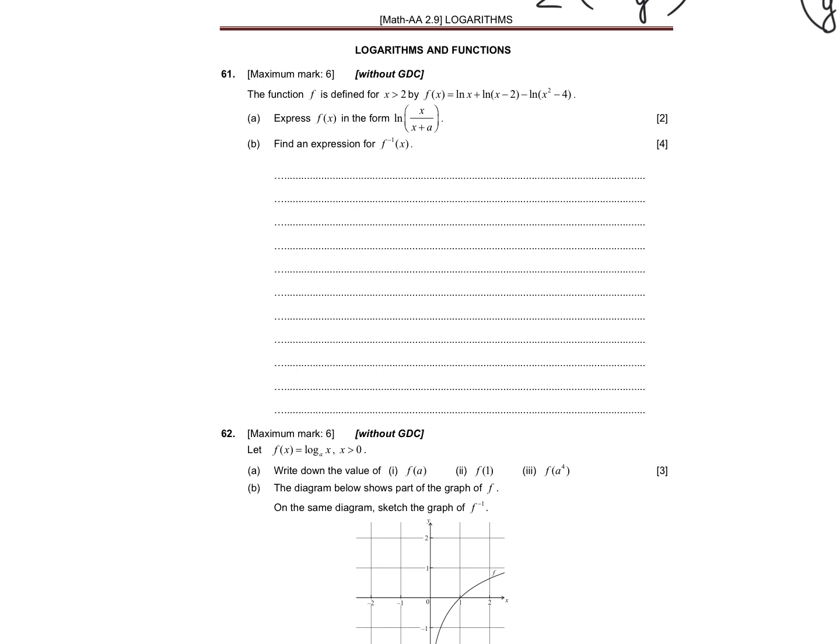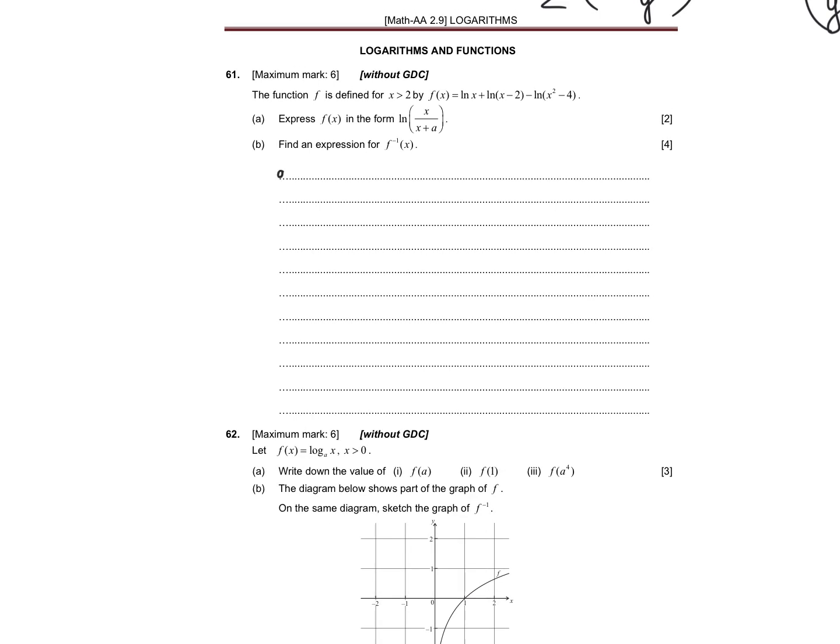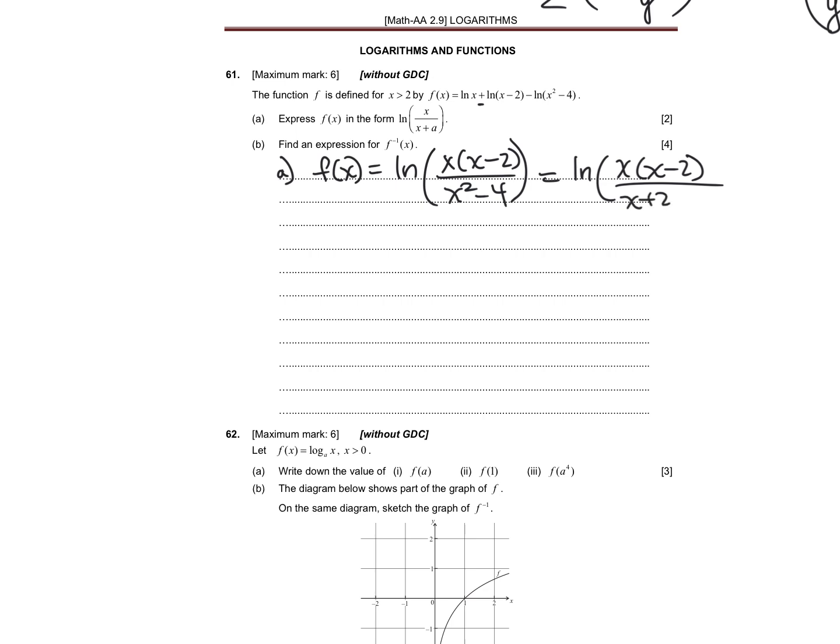All right, the function f is defined for x greater than 2 by that. Express f of x in that form. So for a, we can get this together by multiplying, because we're adding, and then dividing by this. And they want it in that form. So when we factor the bottom, that's x plus 2, x minus 2. Those will cancel, so final answer is x over x plus 2.